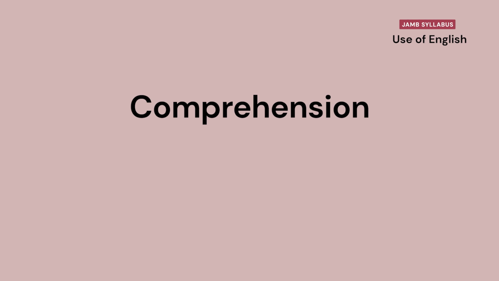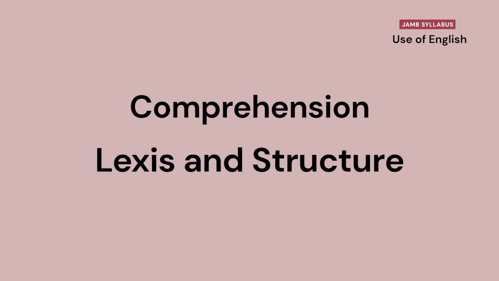The Use of English syllabus is divided into three. We have the comprehension, we have the lexis and structure, and we have the oral section. The comprehension passage is meant for us to be able to read and understand the passage, then we can answer a question or some questions under the comprehension passage.